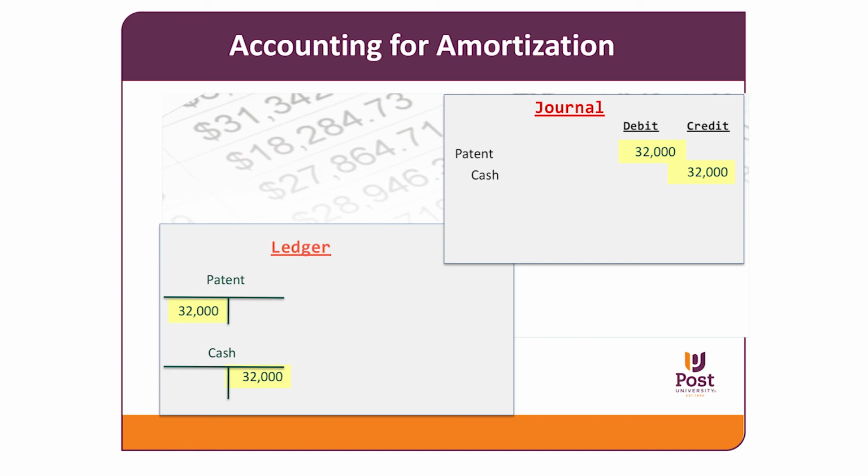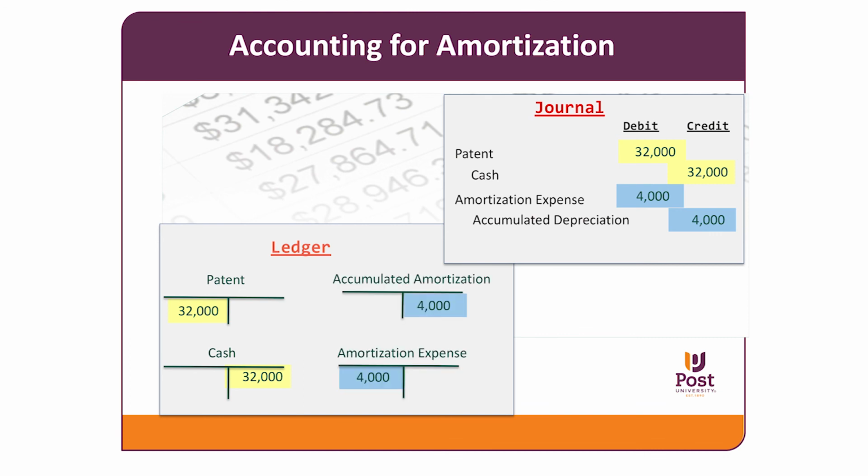In this case, we have an intangible asset patent that costs $32,000 and has an 8-year life. We use the straight line approach and divide the cost by the life, $32,000 divided by 8 years, to compute $4,000 amortization expense per year. The accounting entry is a credit to the accumulated amortization account and a debit to amortization expense. As always, the journal entry is then posted to the ledger accounts.